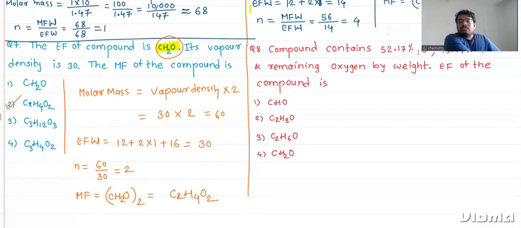Now next question, this last question, question number 8. The compound contains 52.70% of carbon, 13.04% of hydrogen, and remaining oxygen by weight. The empirical formula of the compound is.